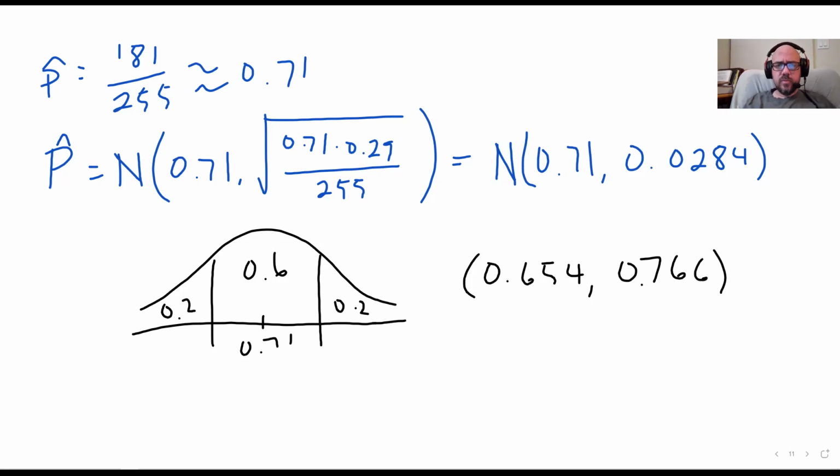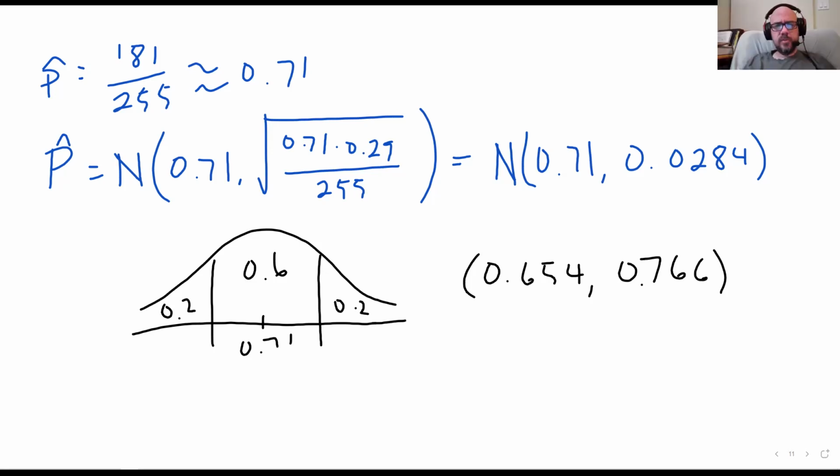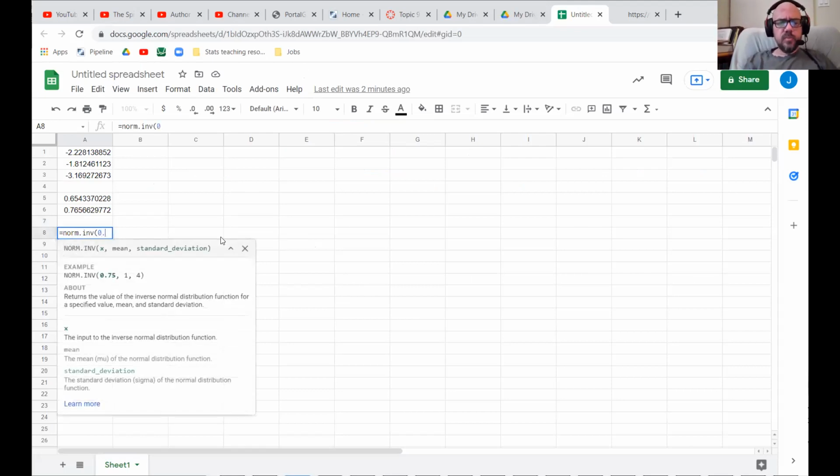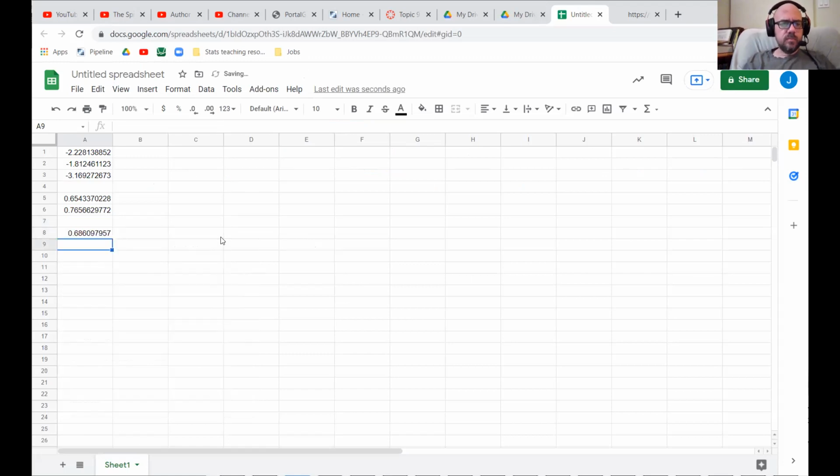So let's go to the spreadsheet. And so we can do norm.inv of 0.2 with a mean of 0.71 and a standard deviation of 0.0284 to get that value. And then the same thing for 80%.